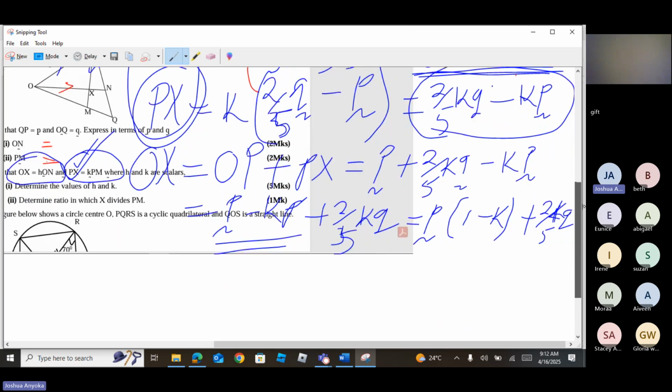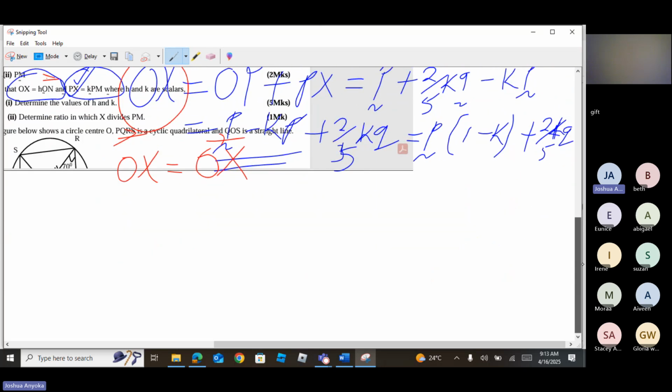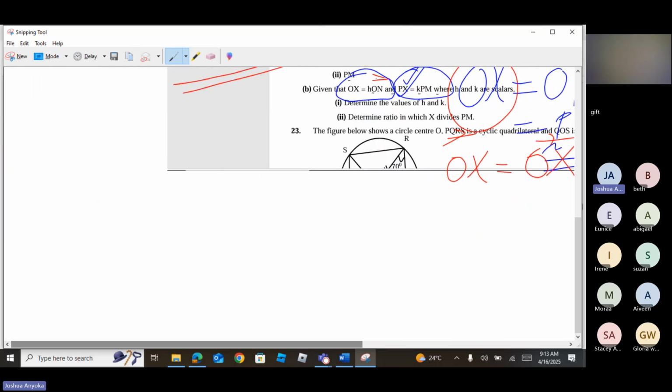So we interpret. We have managed to express vector OX in two ways. Then we know that vector OX equals OX. It is the same thing. So let's substitute. Let us equate. Vector OX, the first way of getting vector OX.